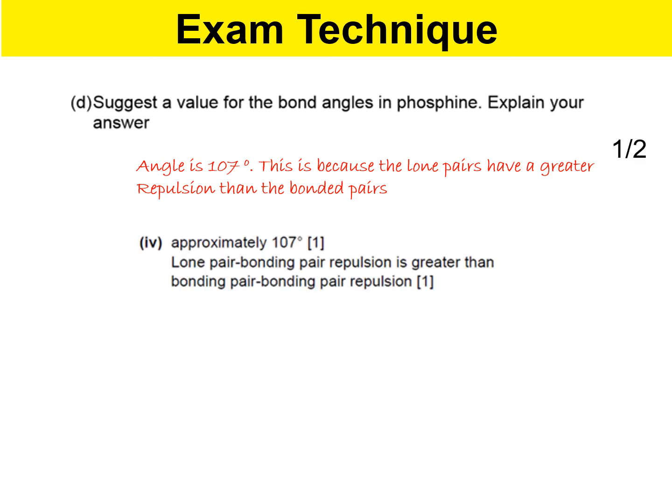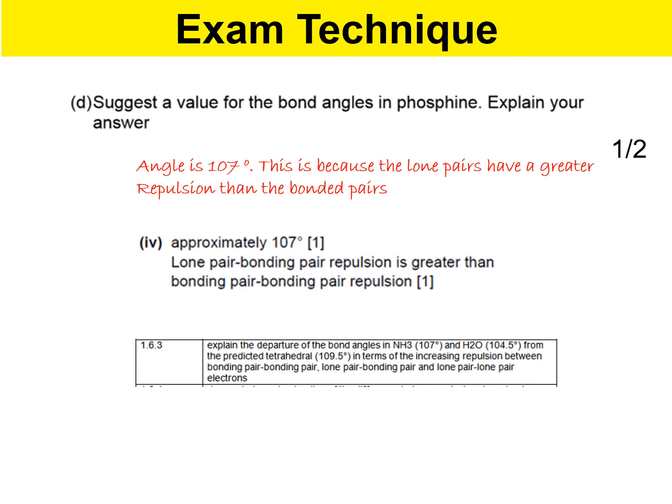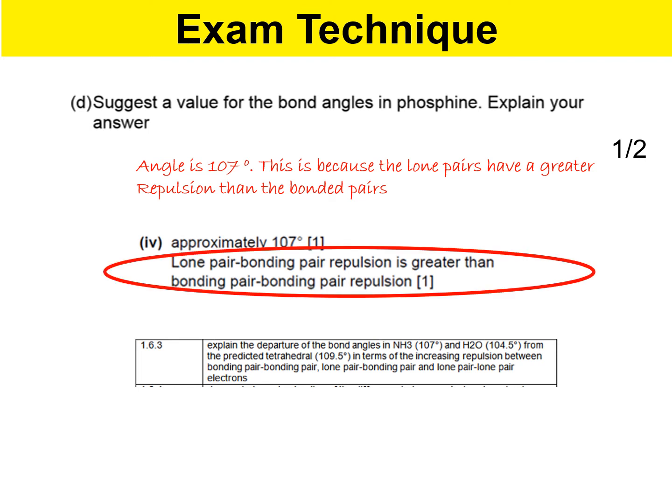The mark scheme answer gives 1 mark for the bond angle, but for the second mark we have to explain that the lone pair bonded pair repulsion is greater than the bonded pair repulsion, which of course means the angle decreases from 109.5 to 107. If you just recap on the spec, you can see that you're expected to explain the departure of the bond angles in terms of the increasing repulsion between bonded pair, lone pair bonded pair, and lone pair electrons.